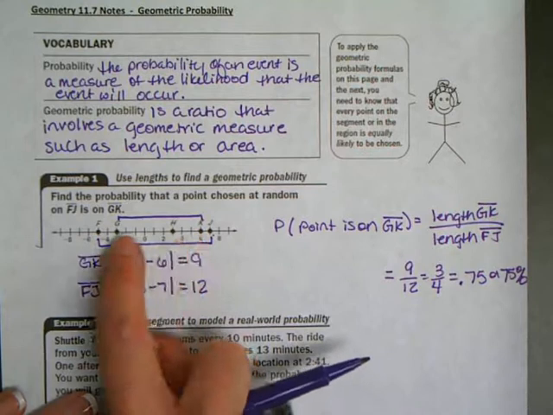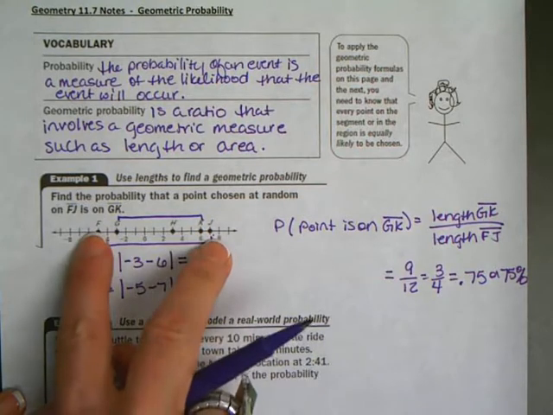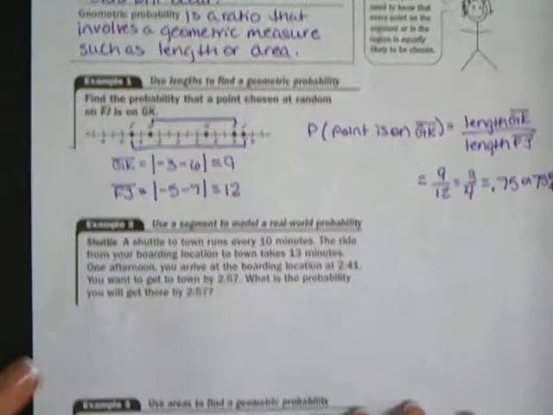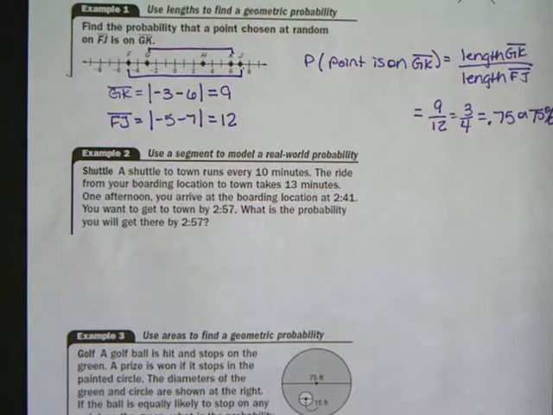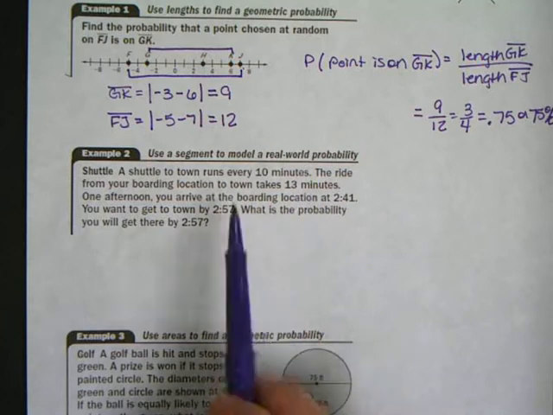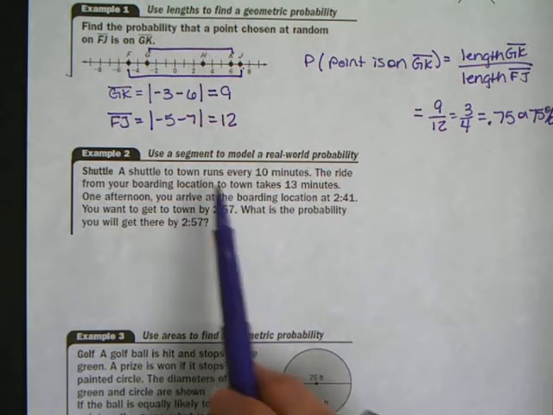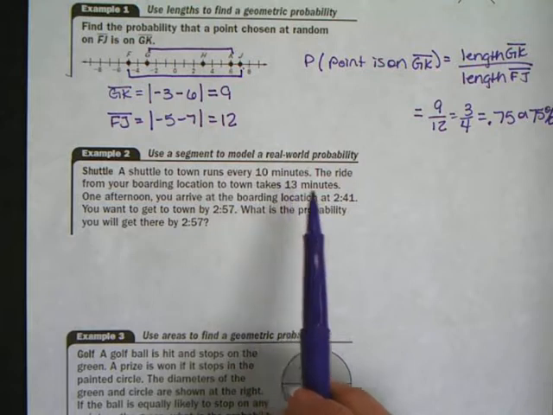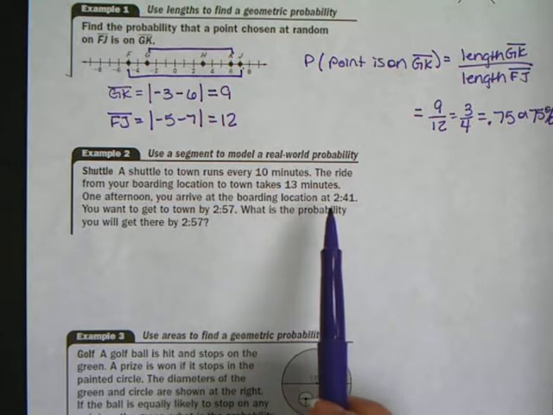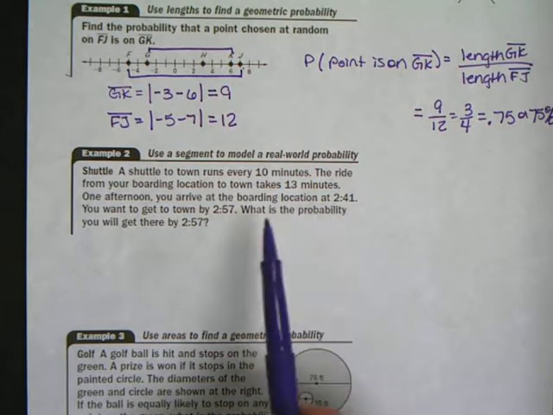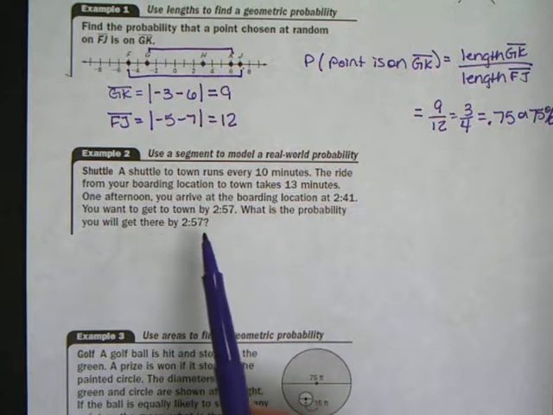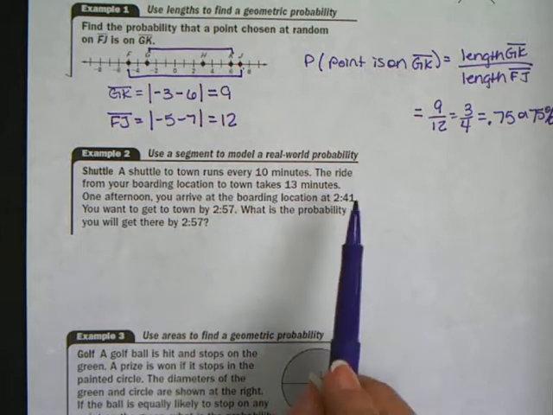Now this is going to be using a segment to model a real world probability. We're going to be looking at time. You're going to take a shuttle that runs to town every 10 minutes. The ride from your boarding location takes you 13 minutes. You don't arrive at the boarding station until 2:41, but you want to get to town by 2:57. What is the probability you'll get there by 2:57? From 2:41 to 2:57 gives us 16 minutes to arrive. So step 1, we have 16 minutes to arrive.